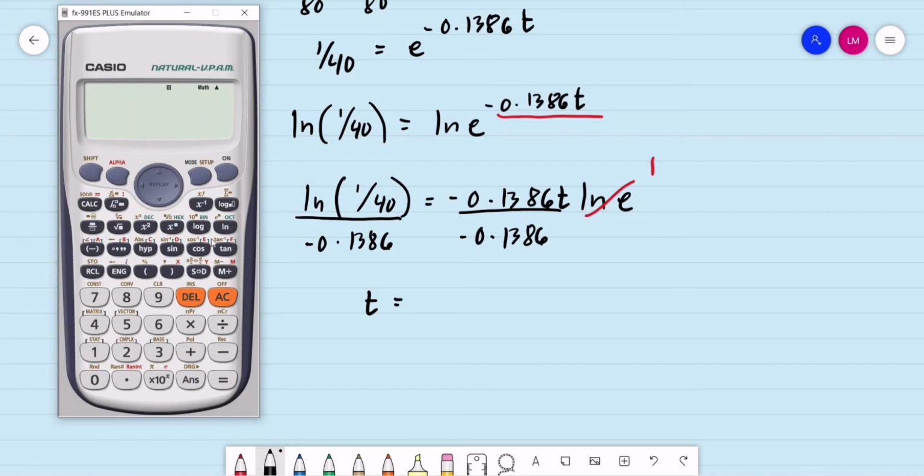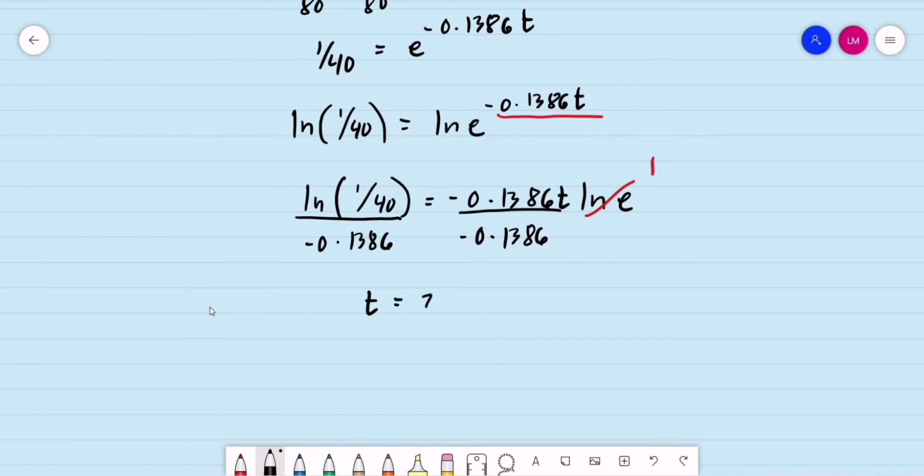So this is the same as the ln of 1 over 40 to be divided by negative 0.1386. Oh, syntax error. That is 26.6153 if I use 4 decimal places. This is 26.6153 in terms of the time, minutes.